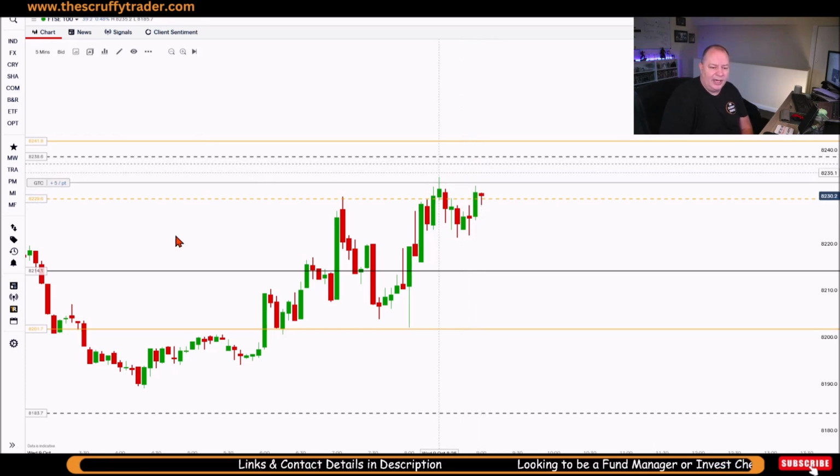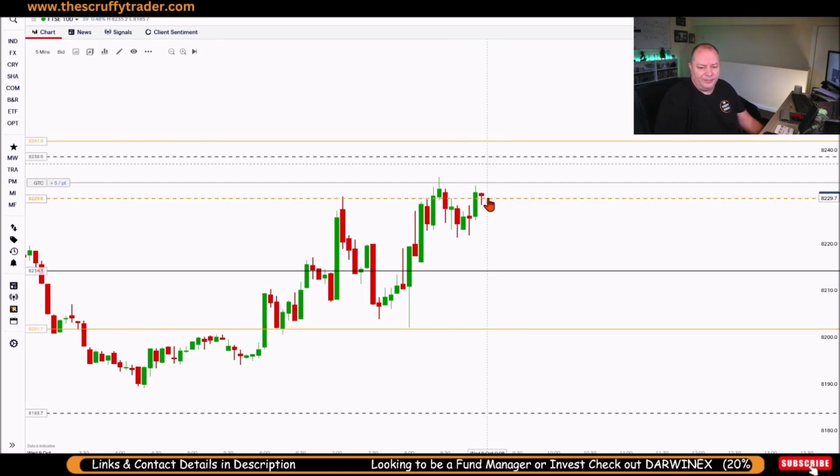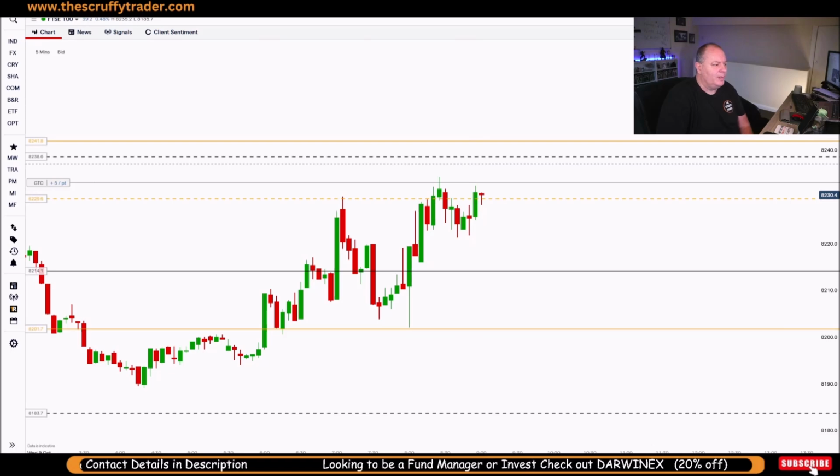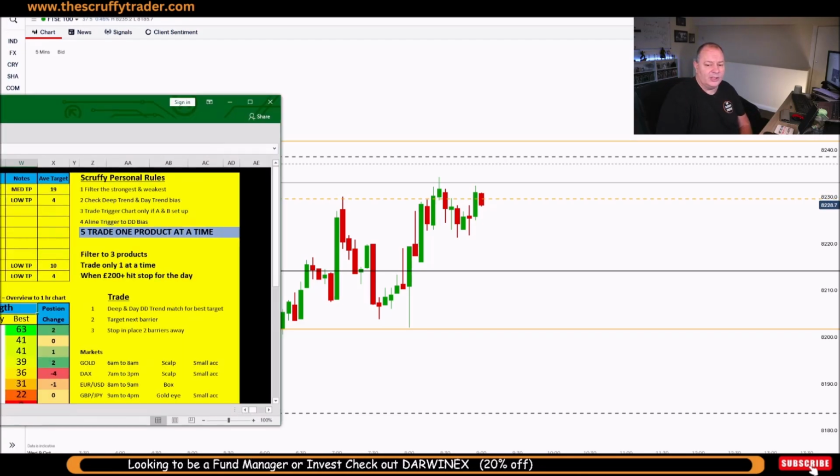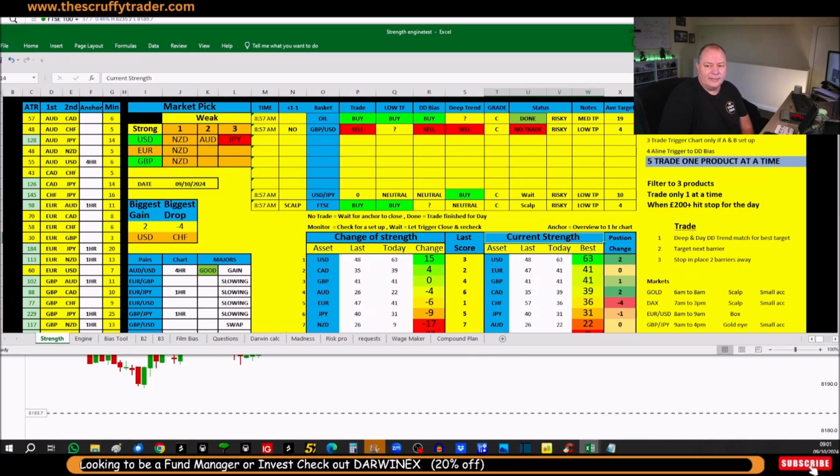Now, the idea behind it is it's just on a 5-minute chart. We're following this move up. We've broke this level. The sheet that I've just been working out, I'll show you the big version in a moment. Well, I'll show you it first, actually, is this.